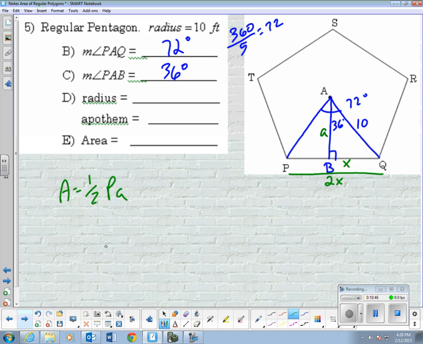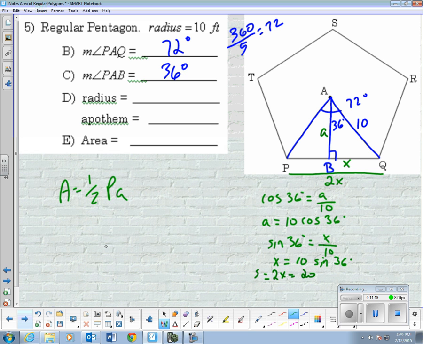That's adjacent and hypotenuse, so that's the cosine of 36 degrees equals adjacent, which is A, over the hypotenuse, which is 10. So my apothem is 10 times the cosine of 36 degrees. I've got to find x there. That's going to be sine. The sine of 36 degrees equals x over 10. So x is going to equal 10 times the sine of 36 degrees, but that's only half the side. If I want a side S, I've got to do 2x, which will be 20 sine of 36 degrees.